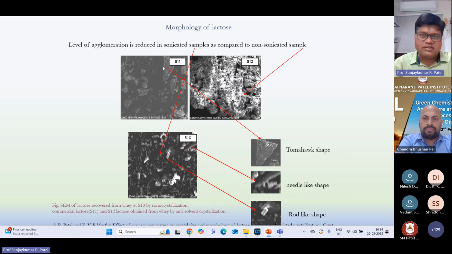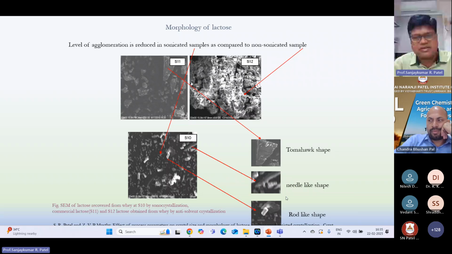We took some sample and did the scanning electron microscope imaging. But as soon as we apply the ultrasound in this anti-solvent crystallization process, the agglomeration level, which is observed in the case of S12, or without the presence of ultrasound, is eliminated in this case, and most of the particles are uniform in size. However, complete agglomeration is still not avoided. But a uniform crystal size seems to be obtained here in this case.